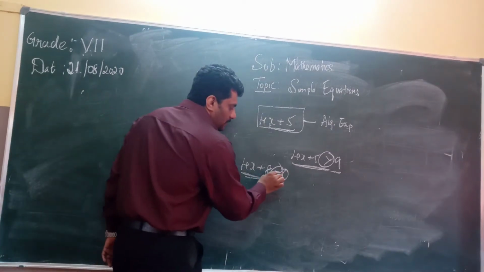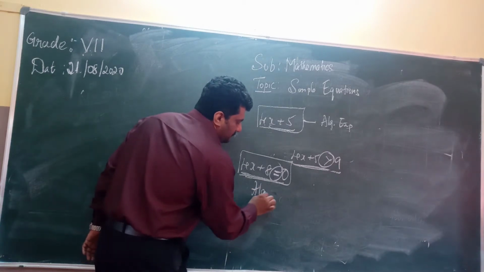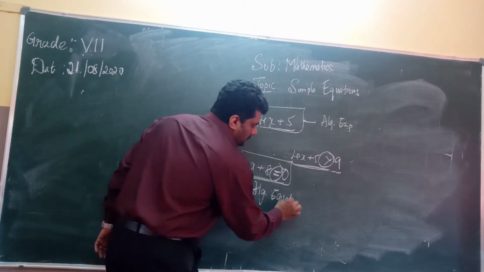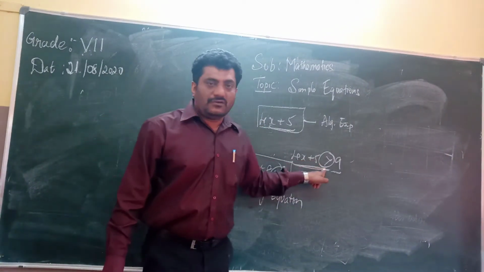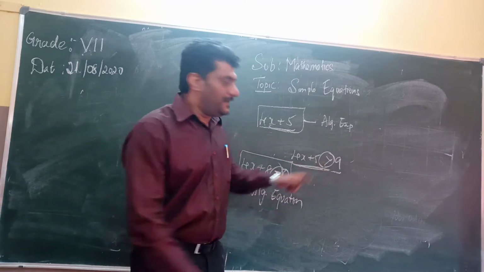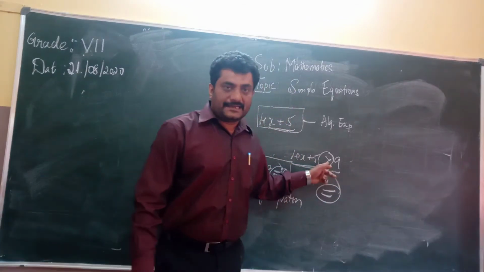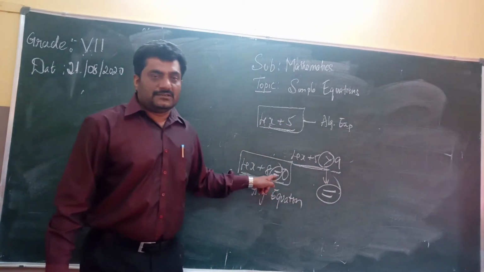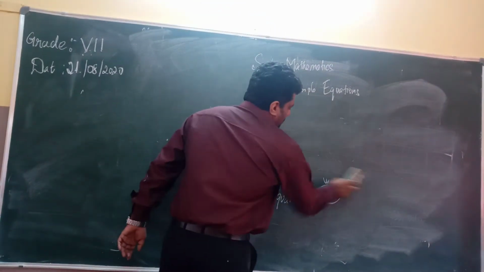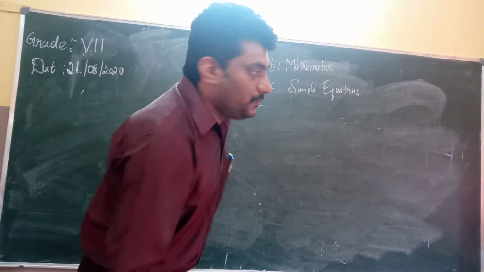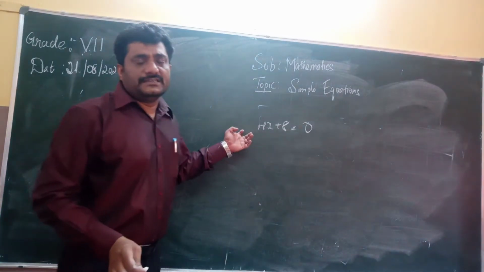When we have an equal sign, only then we can call it an algebraic equation. Why do we call it an equation? Because we have an equal sign. Can we call this an equation? We cannot. Why? Because this is not an equal sign. It is a greater sign. When you have an equal sign, only then it becomes an equation. So what is a simple equation now? In an algebraic expression, when you have an equal sign, only then you will call it an equation.